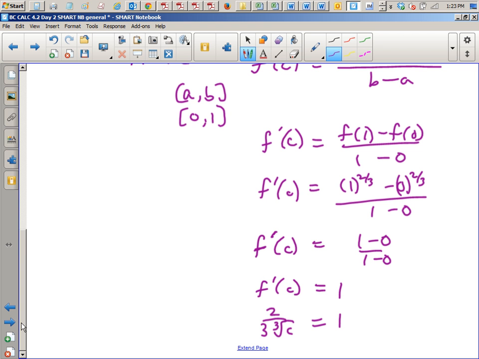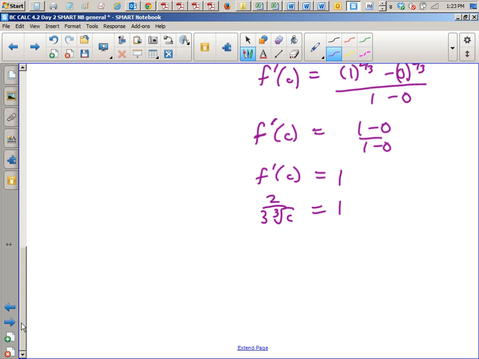See? Okay, why don't you guys take a moment to solve for c. I got 8/27. See if you get the same thing, okay?